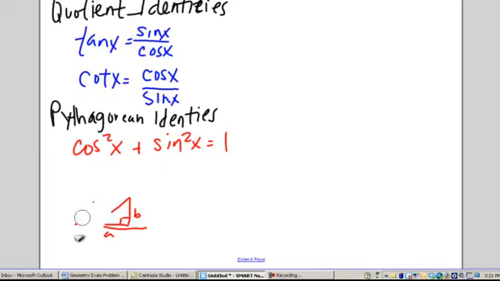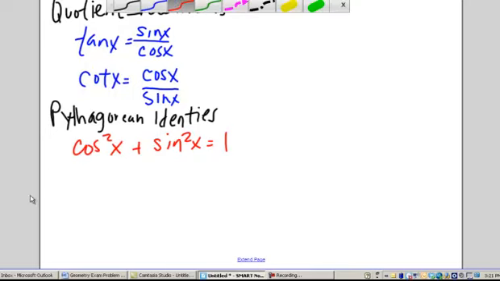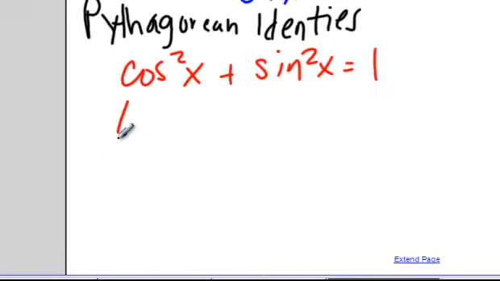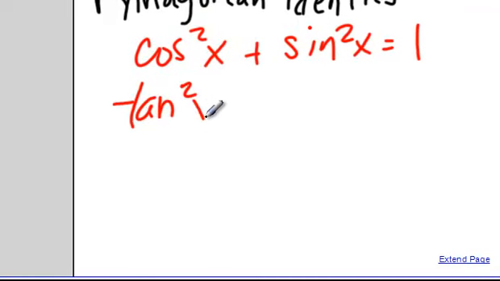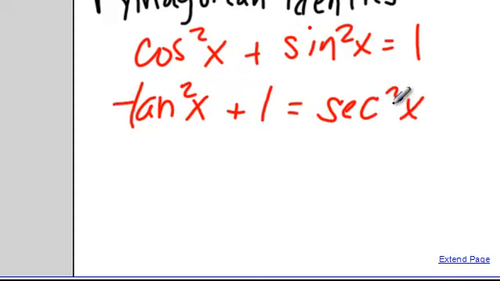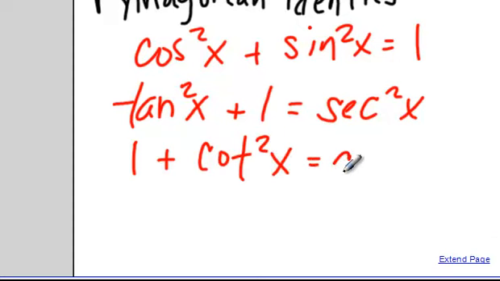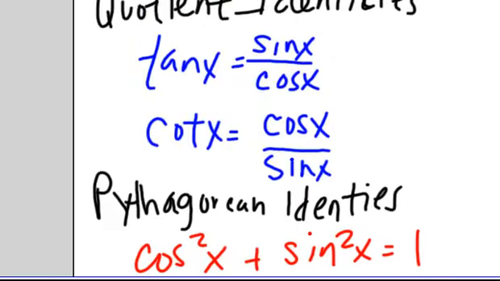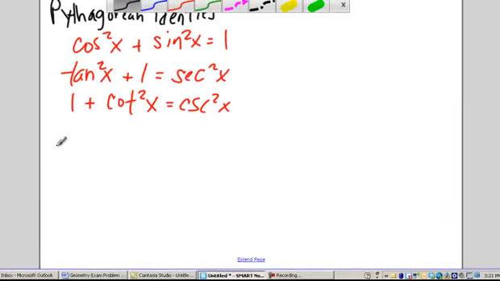Okay, so you got cosine squared plus sine squared equals 1. You also have tangent squared of x plus 1 equals secant squared of x. And then the last one is 1 plus cotangent squared of x equals cosecant squared of x. Okay, what I'm going to do first is we're going to just work out some examples, and you're going to see what I'm talking about. Okay? So, number 1.